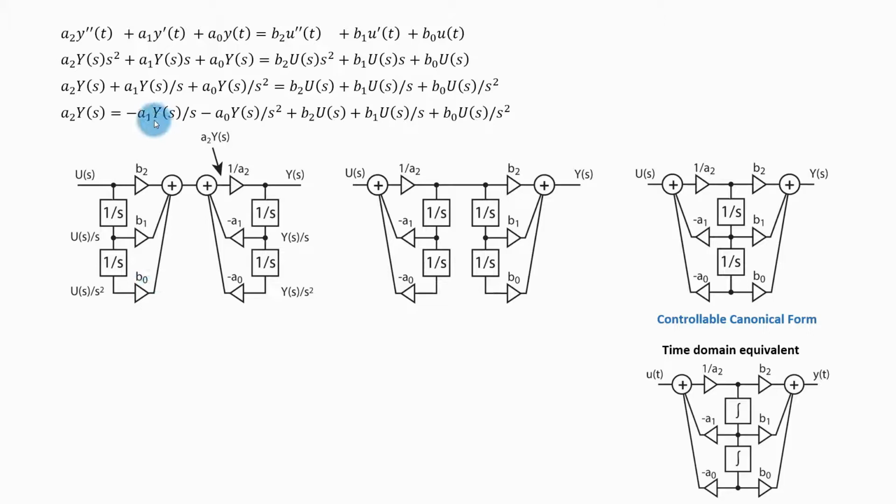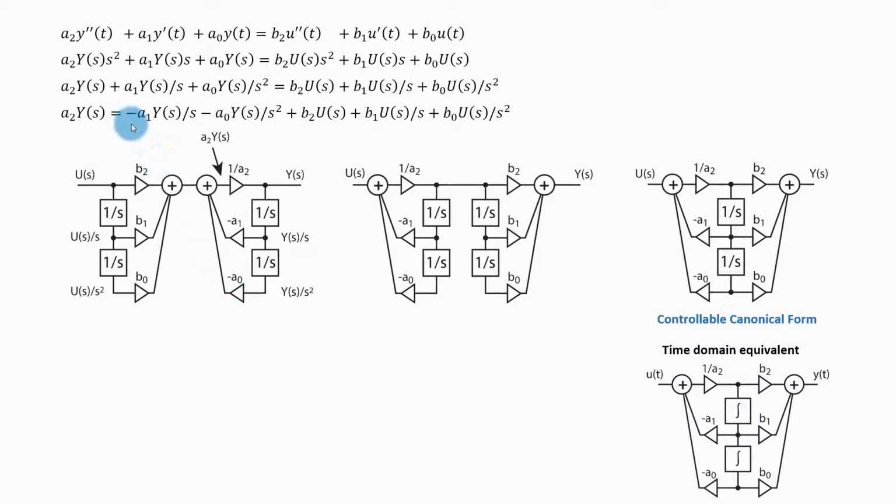Next, I need to take this y of s divided by s and multiply it by minus a1. And here I need to take y of s divided by s squared and multiply it by minus a0. So here I have y of s, which is already divided by s. I will divide it by s again. That will give me y of s divided by s squared, and I will multiply that by minus a0.